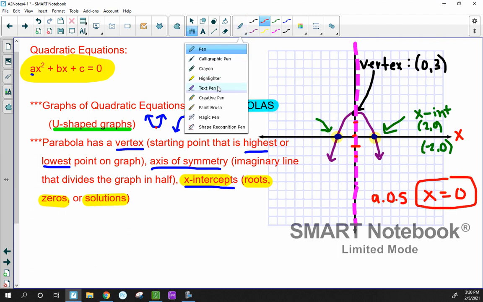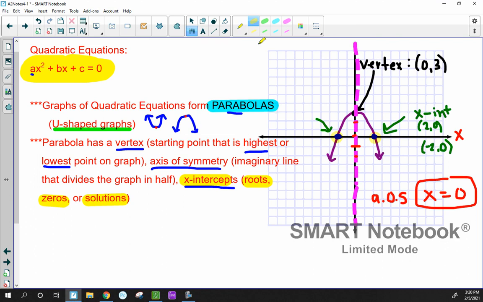So in this picture, again, the vertex is the highest point in the graph, so it would be (0, 3). The x-intercepts, roots, zeros, or solutions are the places where your graph crosses the x-axis. In this picture, it's (2, 0) and (-2, 0). And the axis of symmetry, which is the imaginary line that goes through the middle of the graph, can be described by the equation x equals 0.